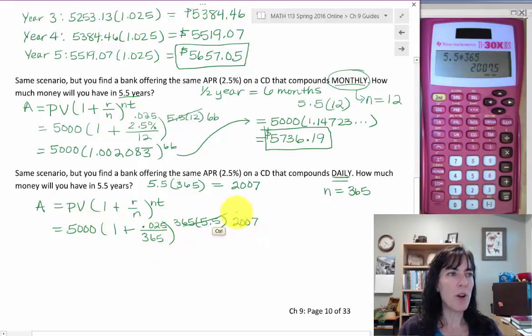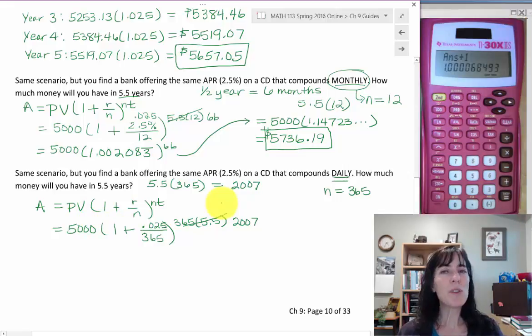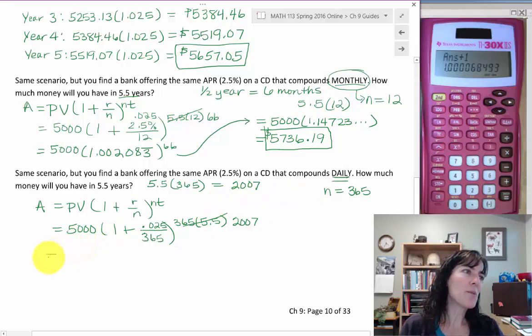And now I have my formula all filled in, so I'm looking at 1 plus 0.025 over 365. That has to be calculated first, and then raised to the 2007th power, and finally multiplied by the 5,000. So let's try that out. Push equals a lot on your calculator, then it helps your calculator figure out the order of operations. And I would not count on your calculator doing your order of operations correctly because we run into lots of trouble there. So equals 5,000.